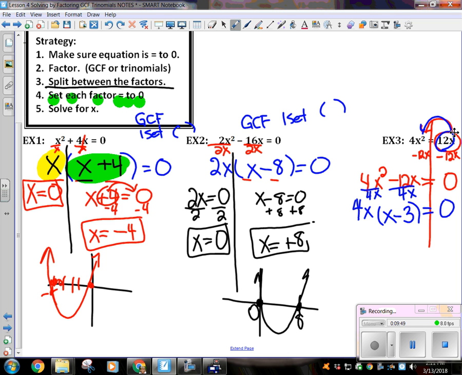Split down the middle. Set each factor equal to 0 and solve. So I'm going to set 4x equal to 0. Even when I divide out 4, x turns out to be 0. If I take x minus 3 equal to 0, pull it out of parentheses and move the 3 over, I end up with x equals 3.